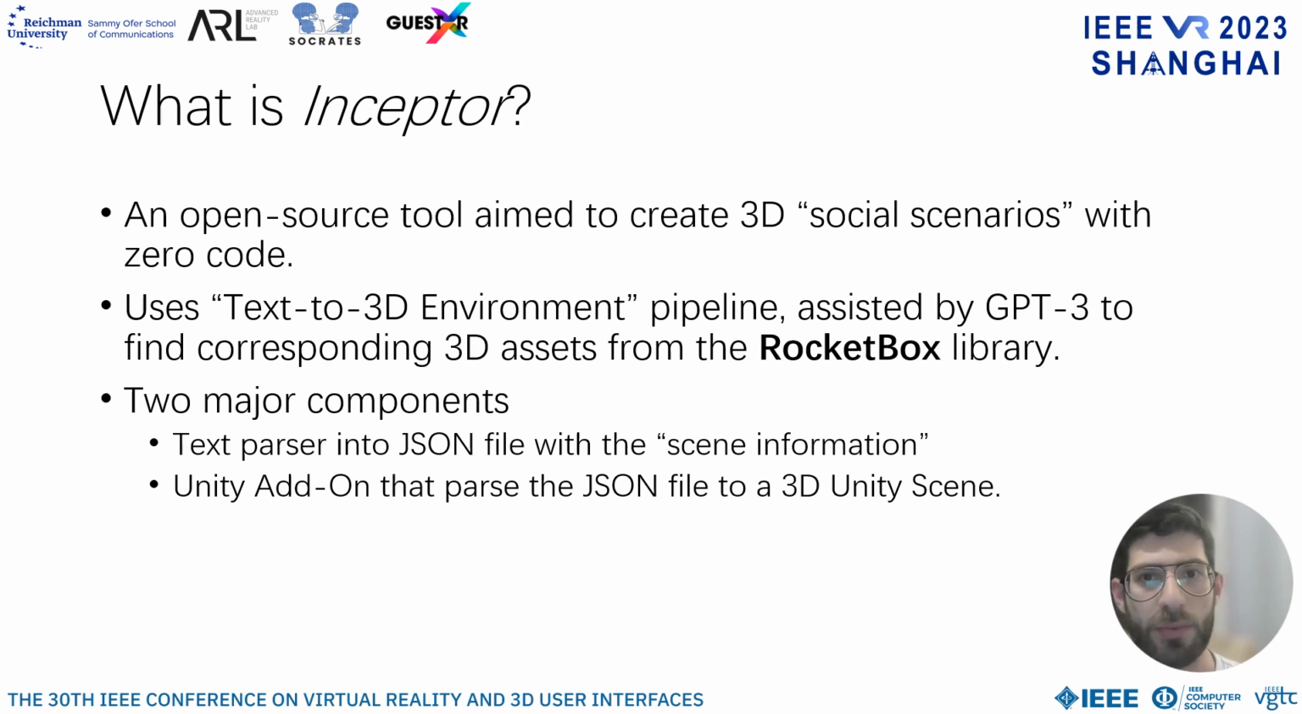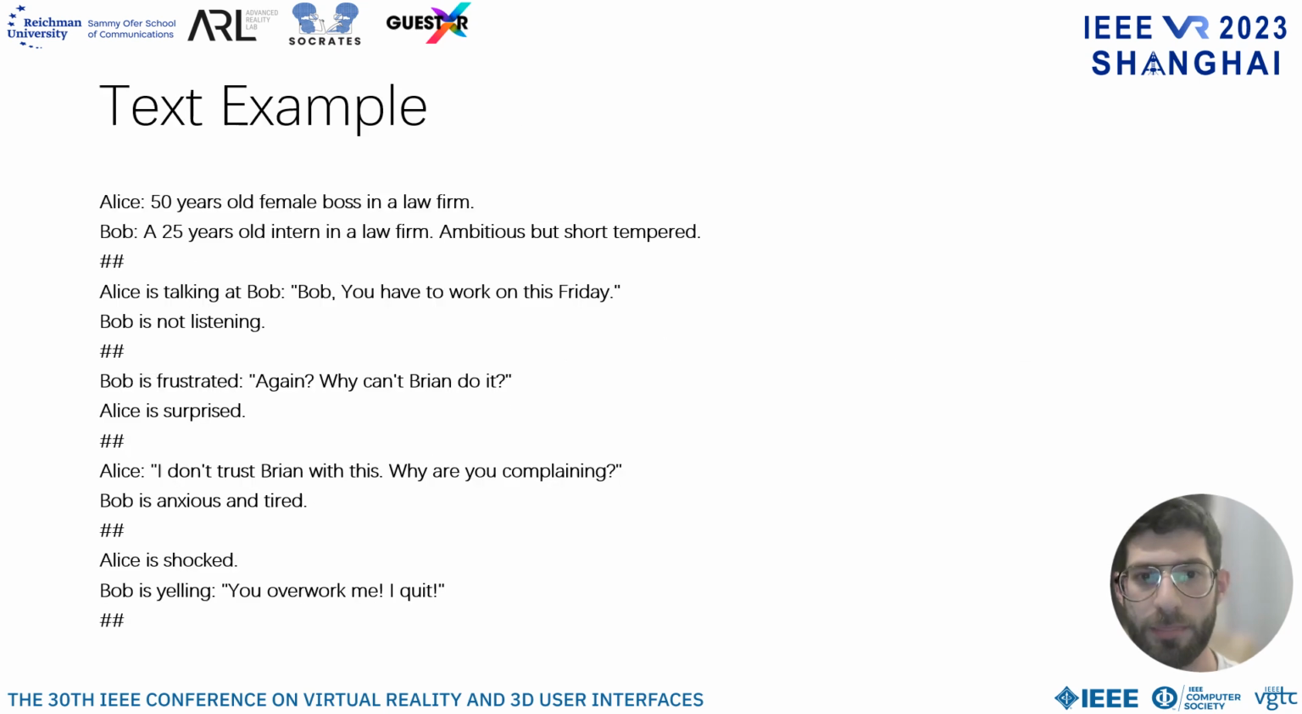Inceptor is built into two major components. The text parser to JSON with the scene information, which is basically a Python notebook that knows how to take texts and turn it into something our Unity add-on can read, and a Unity add-on that parses the JSON file into a 3D Unity scene. So let's see a small example.